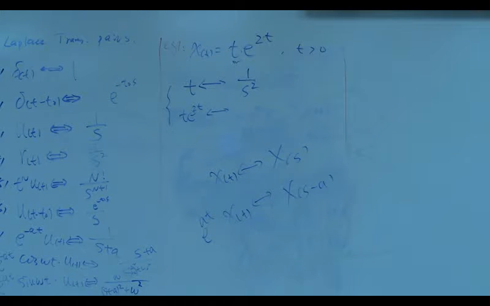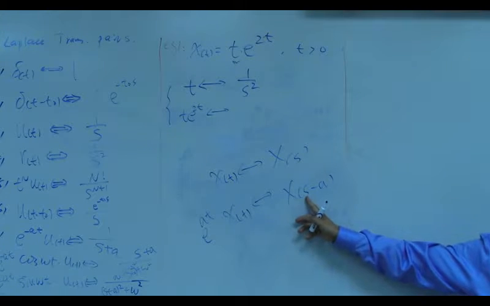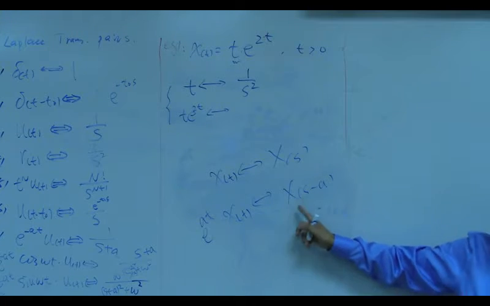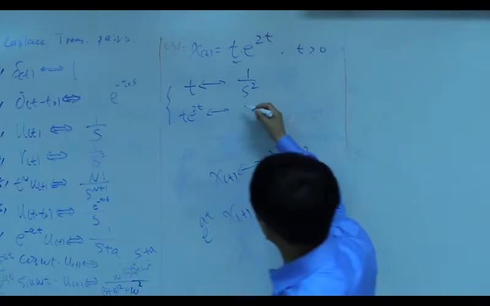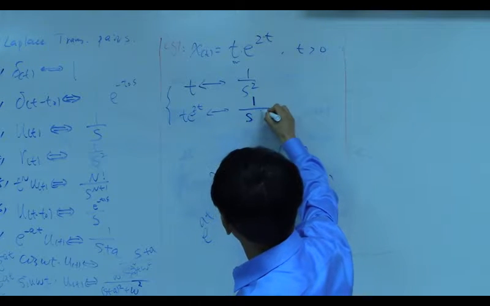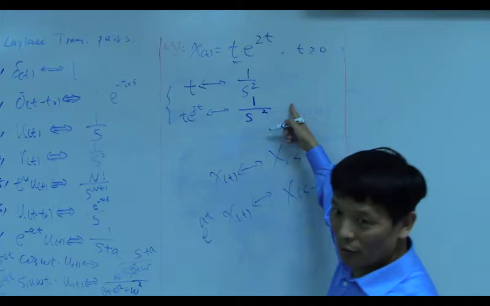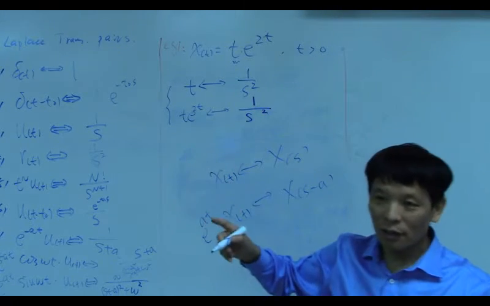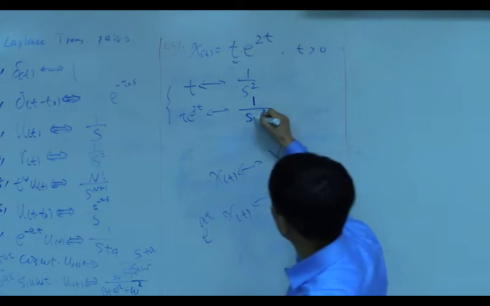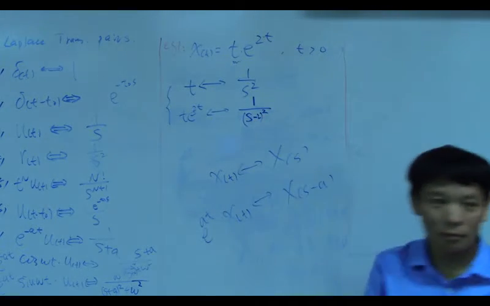So it would just be 1 over (s minus a) squared. Right. Yes or no? Forget the property from last time? So that is true. So this one, I just copy the form here, 1 over s squared, but replace s with s minus 2. Minus a, so minus 2. Okay, that's it.